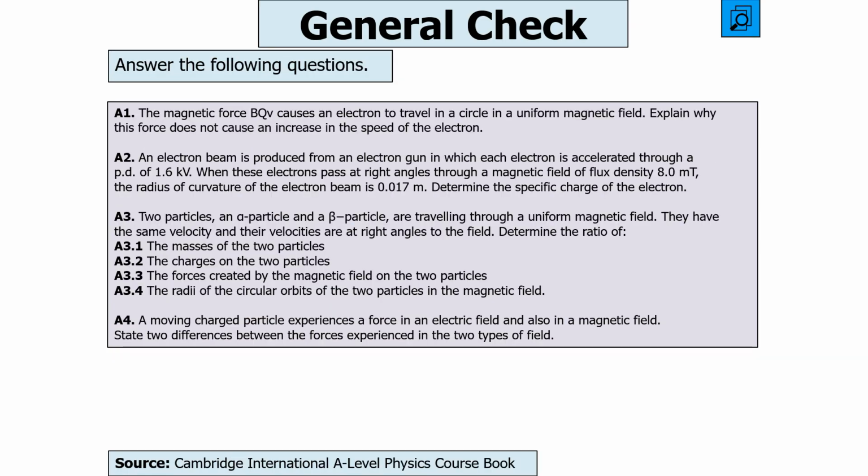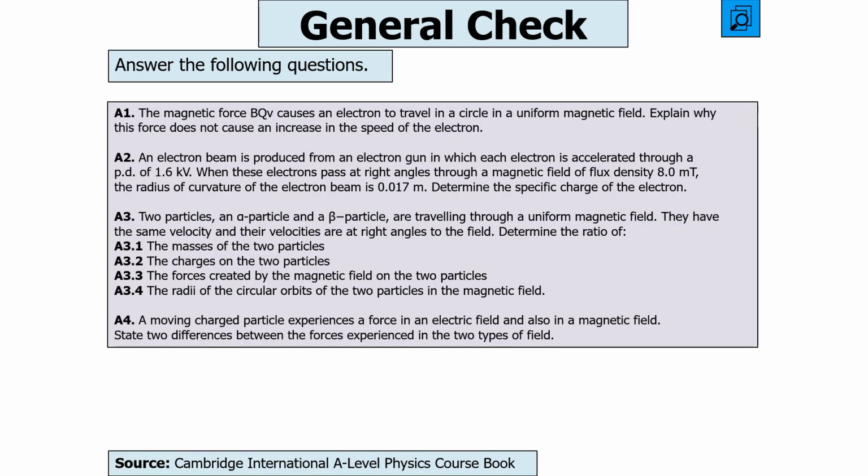Our next question says, the magnetic force BQV causes an electron to travel in a circle in a uniform magnetic field. Explain why this force does not cause an increase in the speed of an electron. Then, an electron beam is produced from an electron gun in which each electron is accelerated through a PD of 1.6 kilovolts. When these electrons pass at right angles through a magnetic field of flux density 8.0 milliteslas, the radius of curvature of the electron beam is 0.017 meters. Determine the specific charge of the electron.